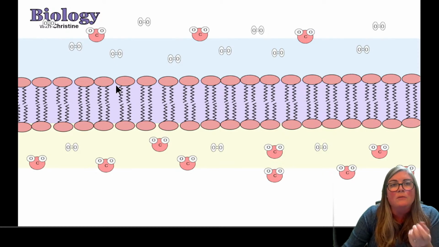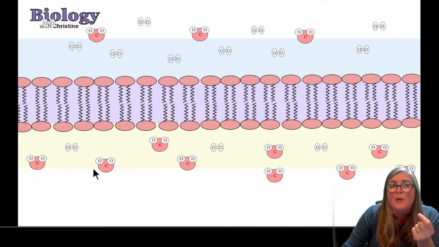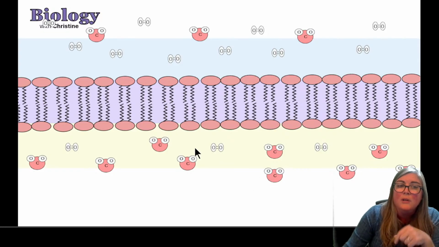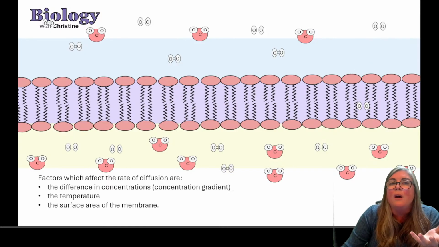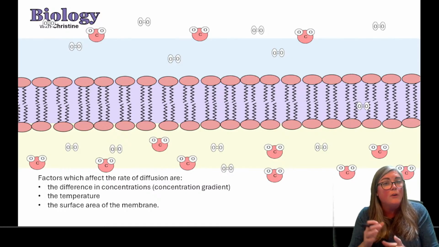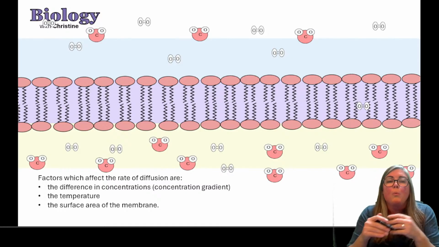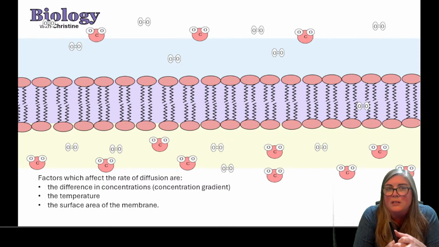So if you were to count, we can quite clearly see that there are 1, 2, 3 carbon dioxide molecules on one side. And if we look at the other side, we have 2, 4, 6, 8, 9. So the higher concentration would be inside the cell, the lower concentration would be outside. So we know that our molecules are going to move from an area of higher concentration to an area of lower concentration. So what affects them is that difference in the concentration gradient.